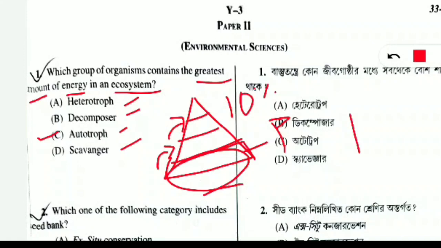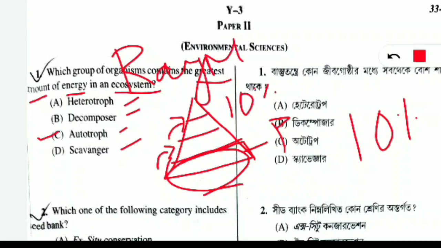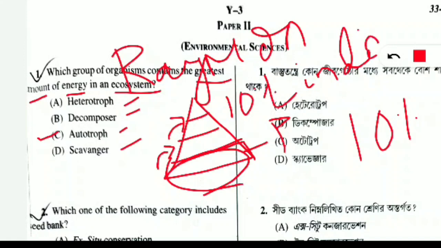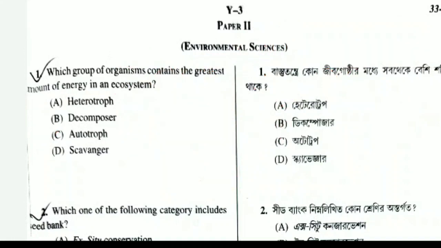And this 10% rule is also one of the very frequently asked questions in the exam. So this rule was given by whom? This question is also asked. This rule was given by Raymond Lindeman. So you should note down, Raymond Lindeman gave this 10% rule of the ecosystem, in which only 10% of the energy is transferred from one trophic level to the higher trophic level. So I hope you have understood. Let's move on to the next question.